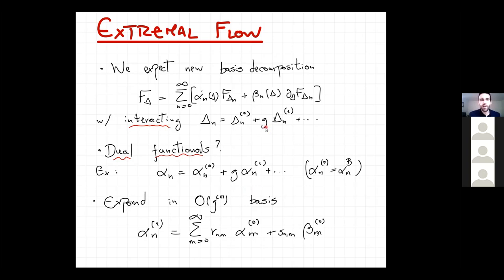So I told you that since we are constructing a new extremal solution, we expect that there should be some new basis decompositions, a new basis of functionals and a new basis of vectors, which give you a basis decomposition. Okay, so here now in this equation, we have in mind that the functionals and the scaling dimensions should be interacting. So there should be something that looks like this. Indeed, we are constructing it.